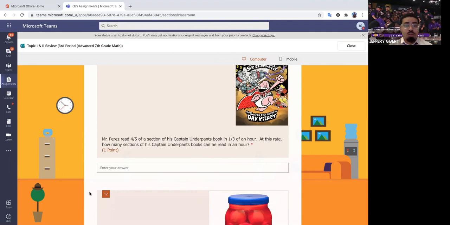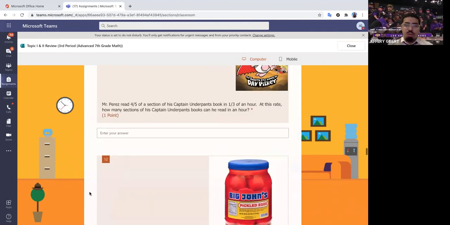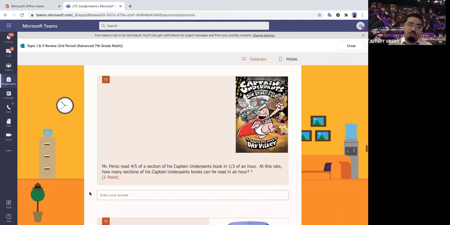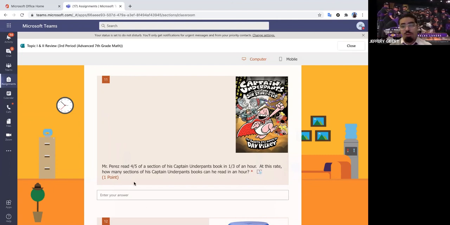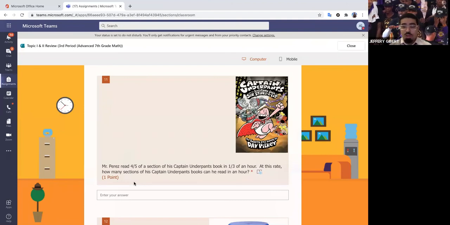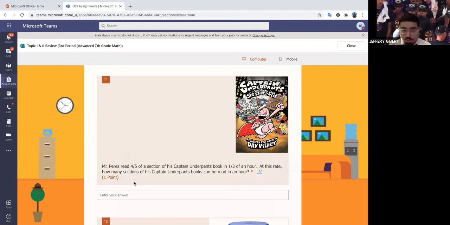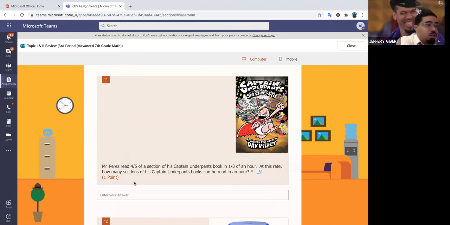All right, we're going to do this one together. We're going to have to do these together since we're running out of time and I want to get through the whole thing. So Mr. Perez read 4/5 of a section of his Captain Underpants book in 1/3 of an hour. At this rate, how many sections of his Captain Underpants book can he read in an hour?